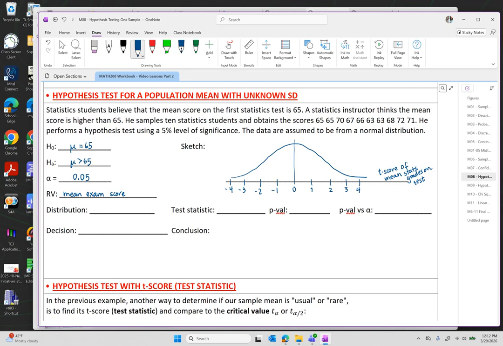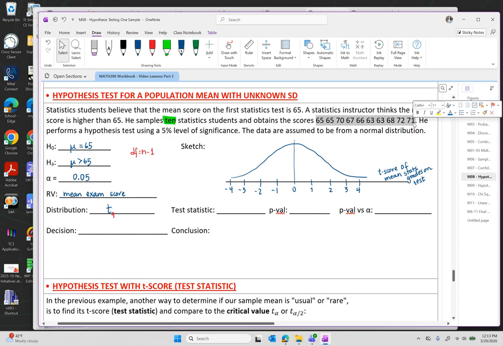So the distribution is a t-distribution. The sample size is 10, so the degrees of freedom are equal to n minus 1. The t-distribution will be a t-distribution with 9 degrees of freedom. And I will just copy these scores and enter them in ArtofStat.